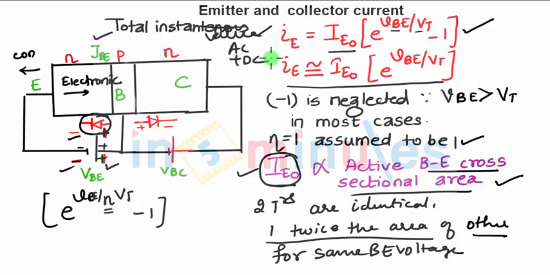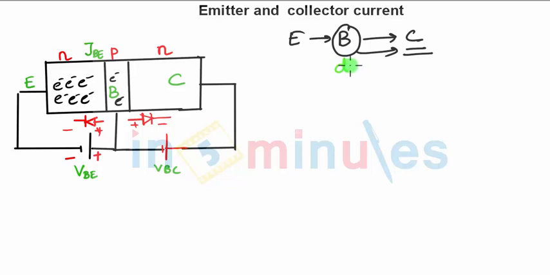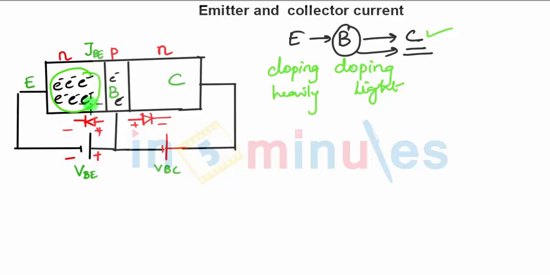Now coming to the collector current. Now the current flowing from emitter to base and base to collector. Collector current is because of the electrons coming from the base. Then what is the doping of the base and doping of the emitter? The base is very lightly doped and the emitter is heavily doped. So the majority of electrons which are coming to the collector are because of the electrons which are diffusing from emitter to base and drifting from base to collector.